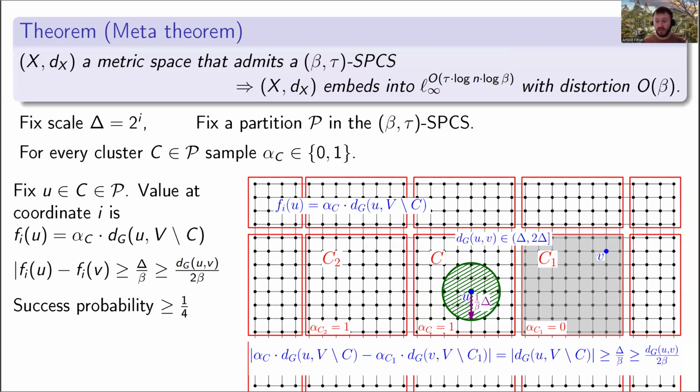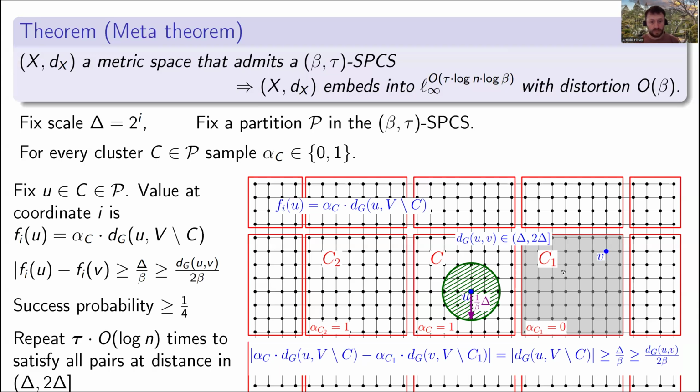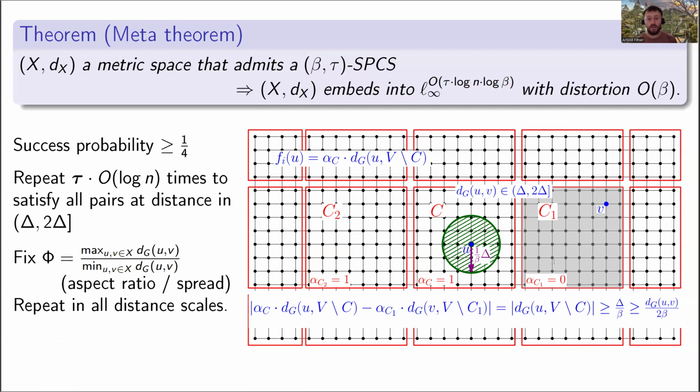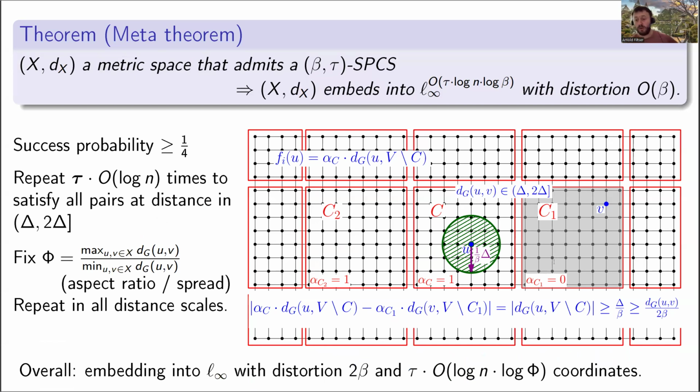Now, what's the success probability if you just sample this alpha? It is a quarter, we need to have 1 here and 0 here. And now if we repeat it for all the partitions in this sparse cover partition, and do it log n times for each one of them, we'll take care of all the pairs at distance about between delta and 2 delta. Now, if you repeat it for all these possible distance scales, you'll get an embedding with the distortion 2 beta as promised.